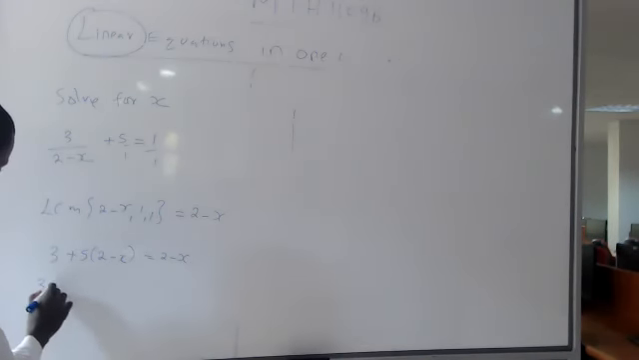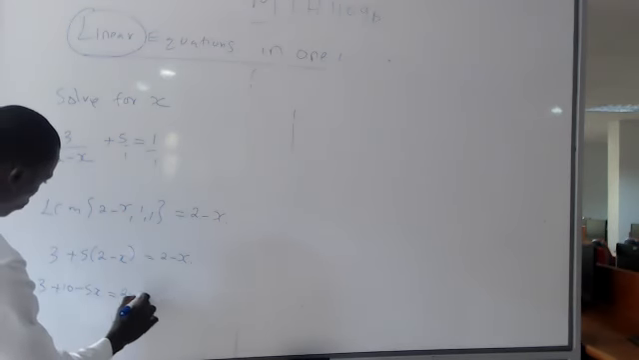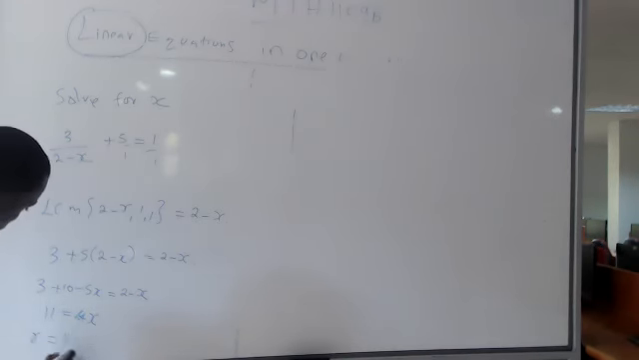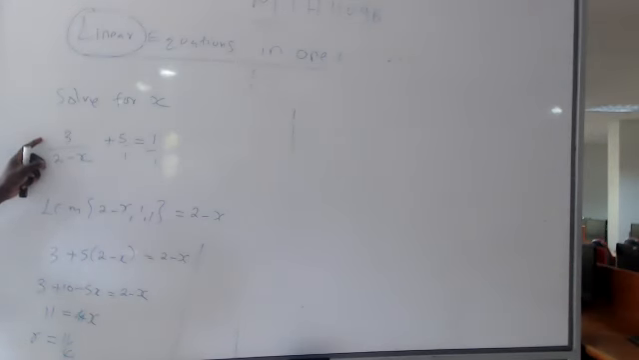Therefore, you have 3 plus 10 minus 5x is 2 minus x. So this is 13, that's 11, gives you 4x. Therefore, x is 11 divided by 4. Okay, this makes sense. x is 11 over 4, which means x is 2 is not in this solution set.